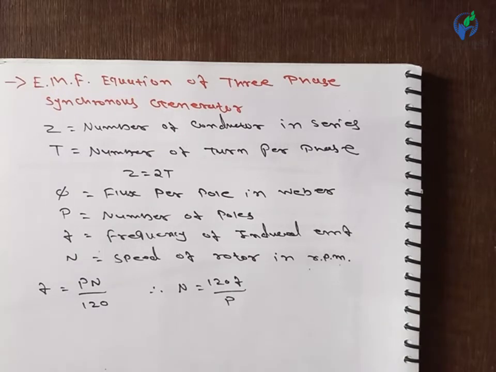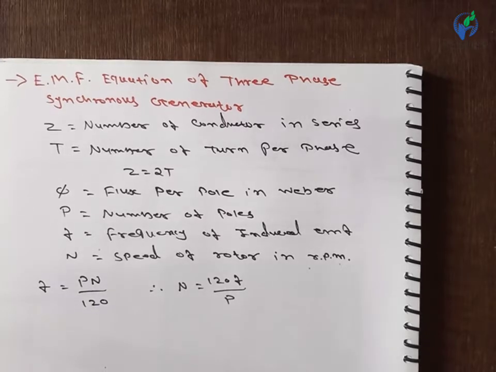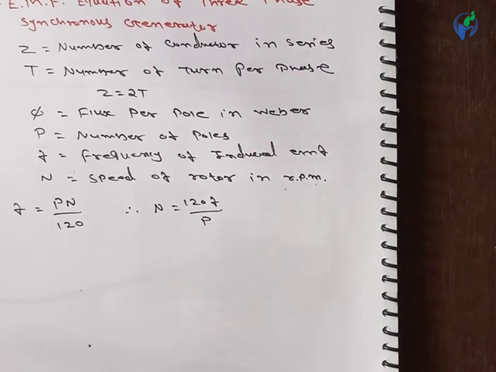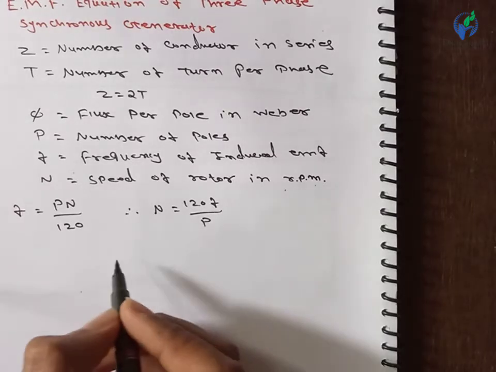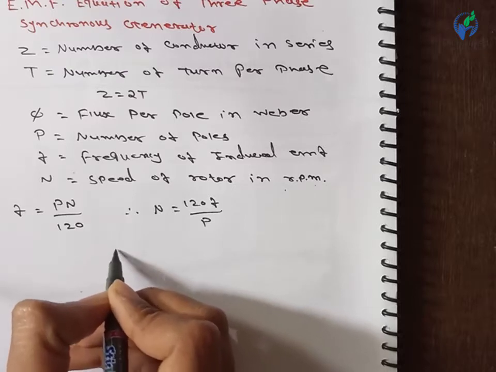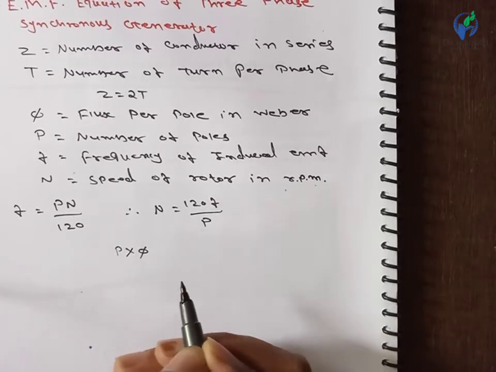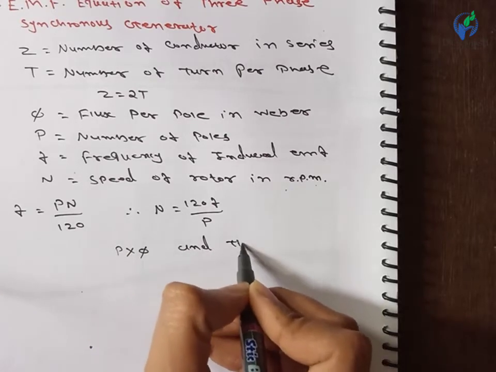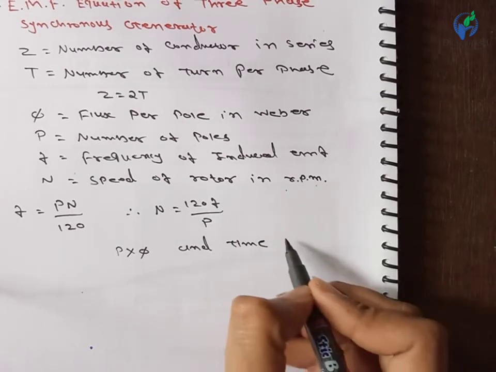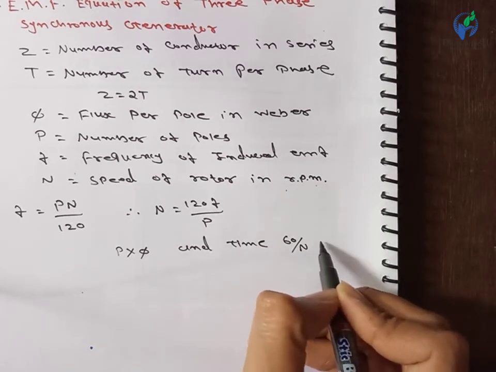In one revolution, each conductor is cut by flux. So the flux is P cross Φ, and the time to cut this flux is 60 upon N seconds. Here in one revolution, the conductor is cut by the flux, so we can write here that the flux is P cross Φ, and the time taken to cut this flux is 60 upon N seconds.